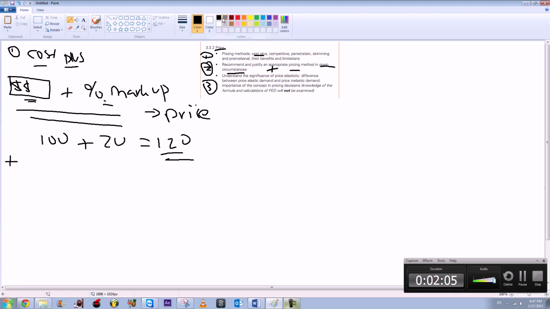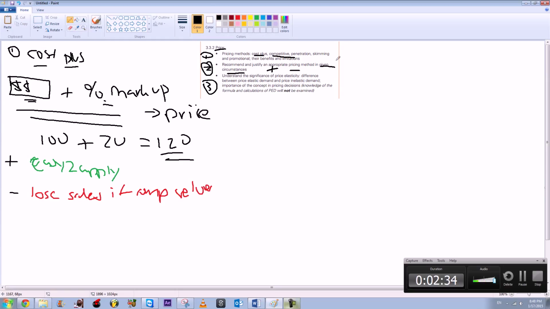So an obvious advantage is that it's easy to apply. The second one, a disadvantage, is you usually have to know the costs. It could lose sales if competitors' prices are lower, and this makes sense. So that's cost plus.